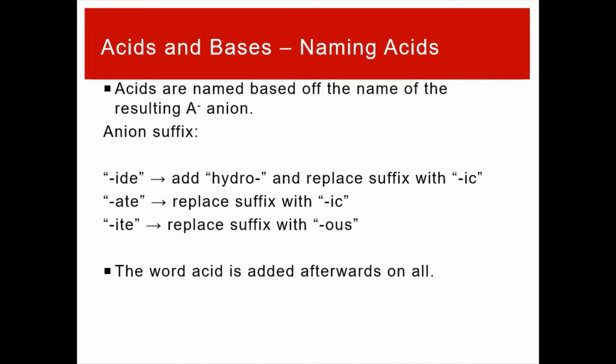If you remember, we said that ions that are monatomic usually end in ide, while ate and ite indicate polyatomics. So based on that, if we have ide, we use hydro in front of the name, and we replace that ide suffix with ic. If we have ate as the suffix on the polyatomic ion, we take that off and we just add ic. If we have ite, we replace the suffix and add ous. And then we add acid at the end. These are the rules you can always use, though, but let's look at some examples.